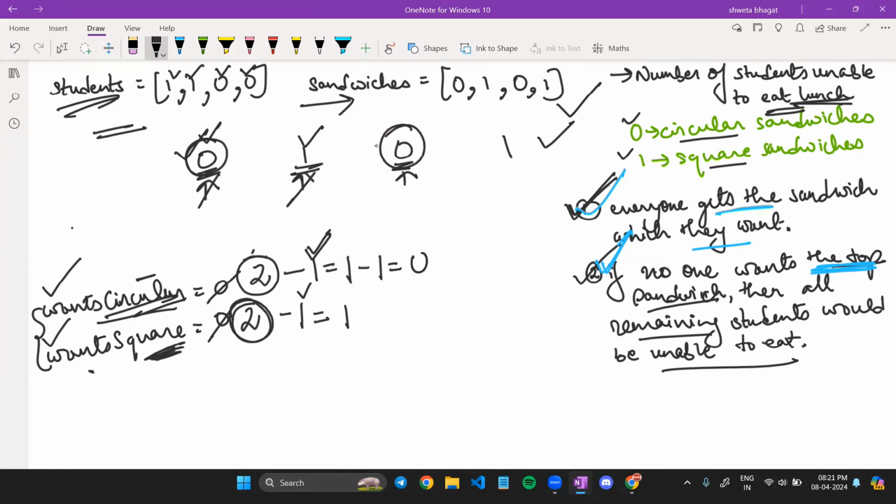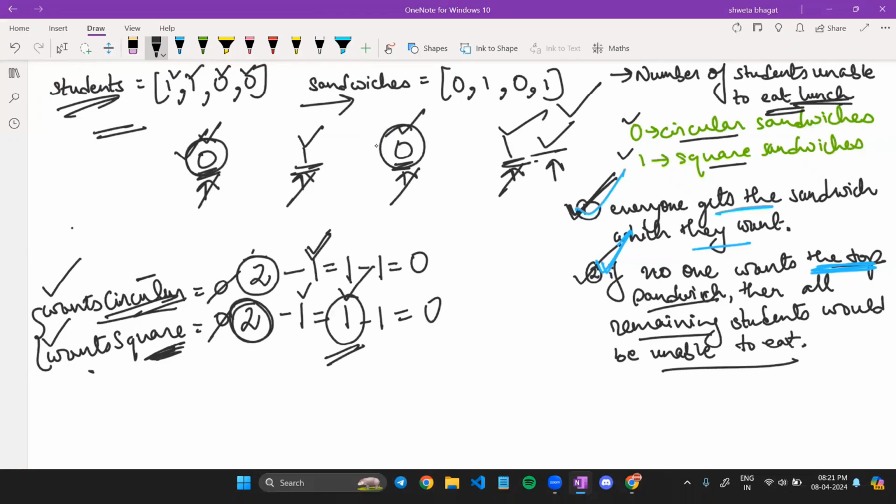Correct? And we will get a 0 over here. And since we assigned this sandwich, we will move forward. Now we have a square sandwich. So we'll check, does there exist a child who wants a square sandwich? We can see that the count of students wanting square sandwich is not 0. So what does it mean? It means that there exists a child who wants a square sandwich. So what we will do? We will assign this square sandwich to him and we will move forward.